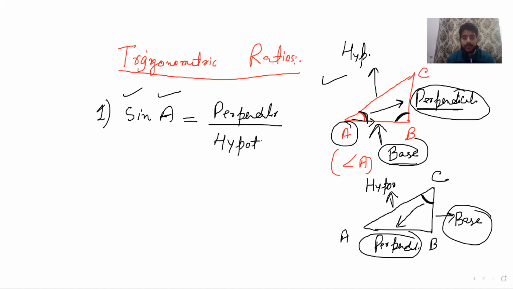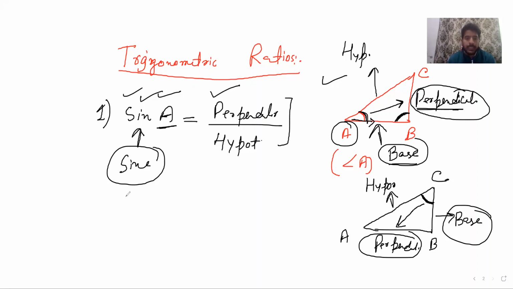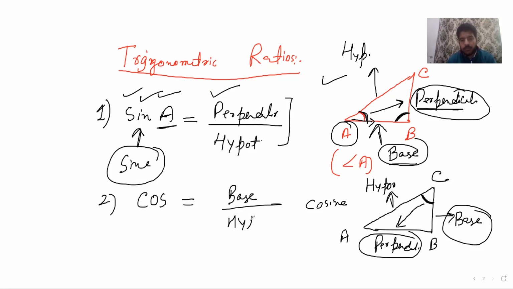Second thing is cosine. So sine of that angle is given by the length of the perpendicular divided by the hypotenuse. Second ratio is your cosine, and in short that is represented by cos. So cosine is given by base divided by hypotenuse.